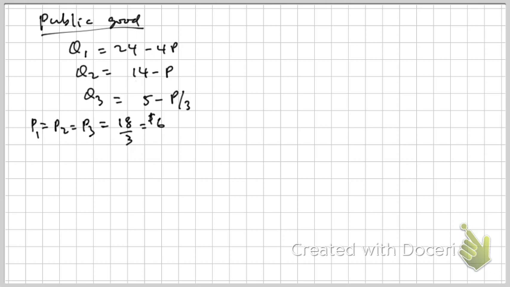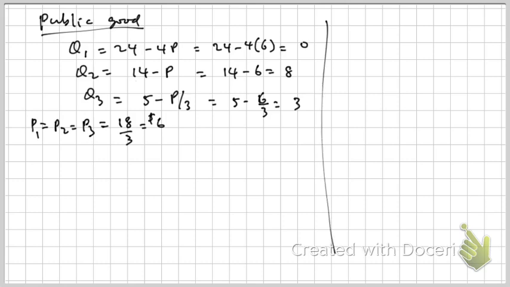Well, this one we can insert the number directly. So for Q1 it will be 24 minus 4 times 6, it's 0. And for this one, 14 minus 6 is 8. And then for the third person, it's 5 minus 6 over 3, which is 2, and this is going to be 3. And remember, for a public good, since consumption is non-rival, you don't add up 8 plus 3. You just take the largest number, so 8 units will be produced.